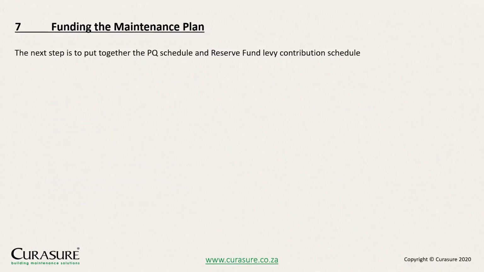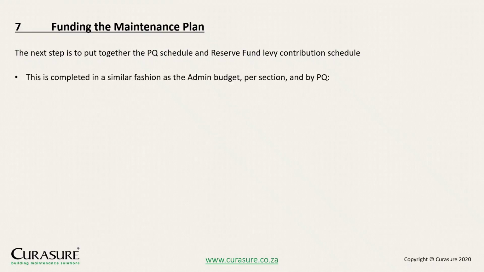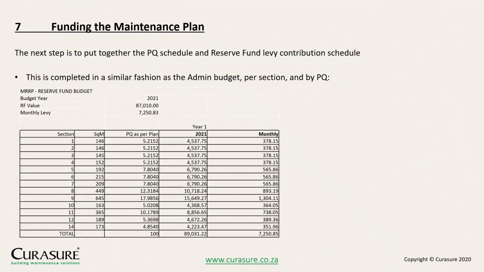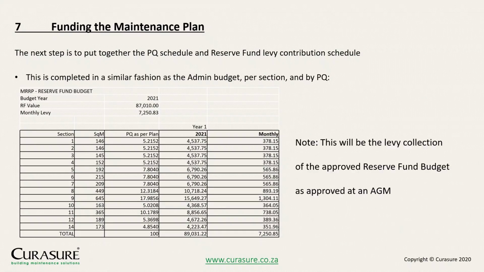So, how do we fund the maintenance plan? The next step is to put together the PQ schedule and reserve fund levy contribution schedule. This is completed in a similar fashion as the admin budget, per section and by PQ. We use exactly the same PQ basis of calculation for each section to determine the levy contribution per section or unit for the reserve fund. This levy contribution will then be approved at the AGM for the upcoming funding year.